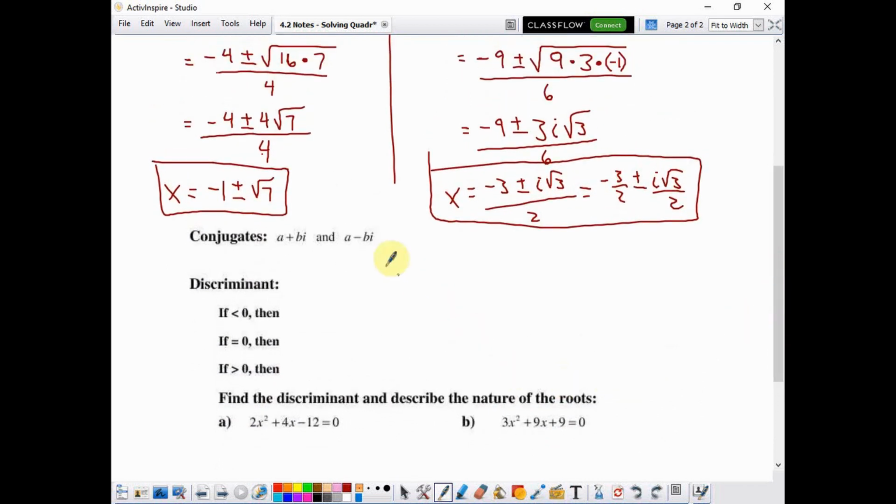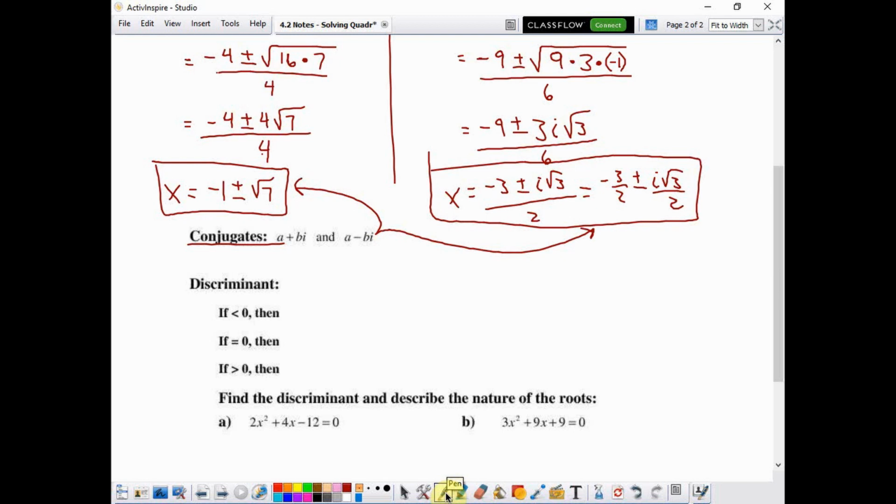Okay, just a quick note that when I have a positive and a negative between otherwise the same numbers, negative 1 and root 7, I've got a plus and a minus. Negative 3 halves, and then i root 3 over 2, I've got a plus and a minus. That's called conjugates, and that will actually be important in some other lessons we'll do.